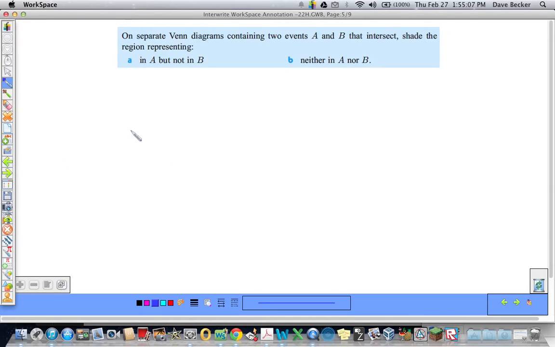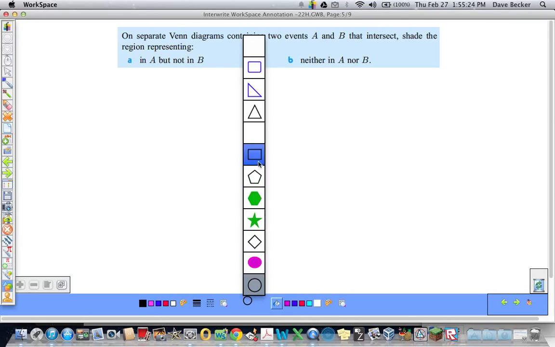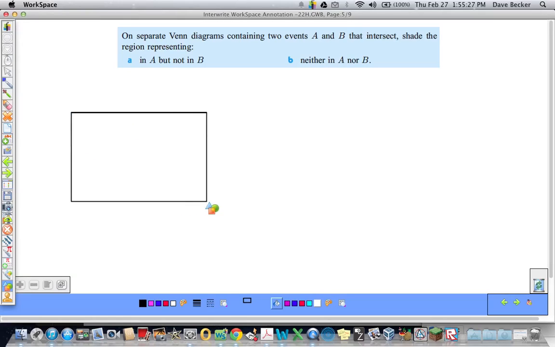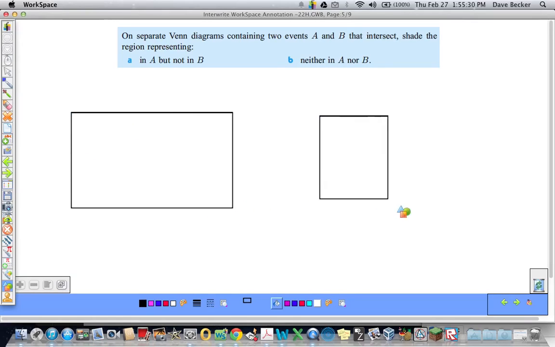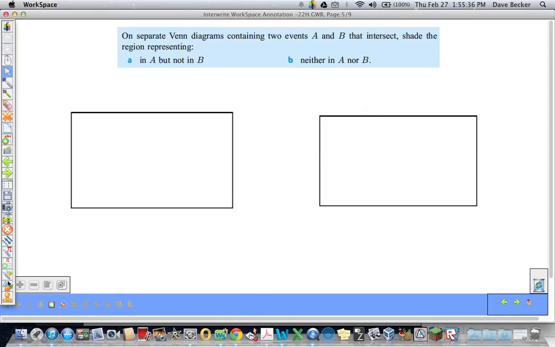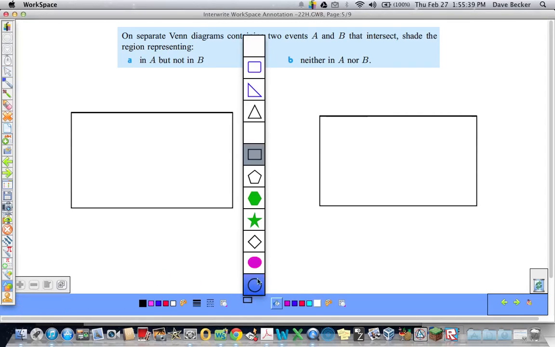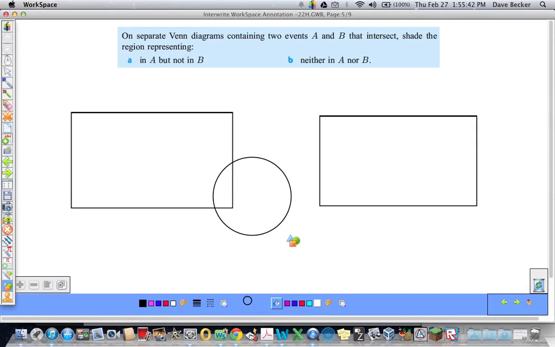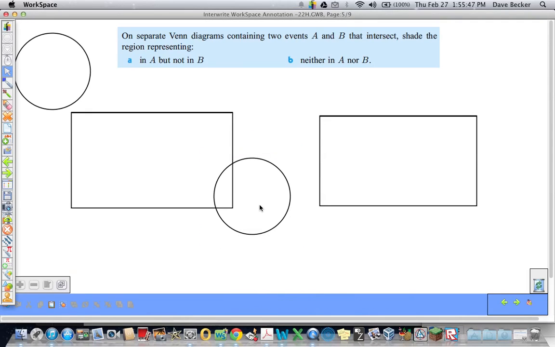Next example. On separate Venn diagrams containing two events A and B that intersect, shade the region representing. Okay, so we got to get our Venn diagrams on here. So let me get the two rectangles, and then I need some circles. I think I'm just going to do one circle and then copy it.